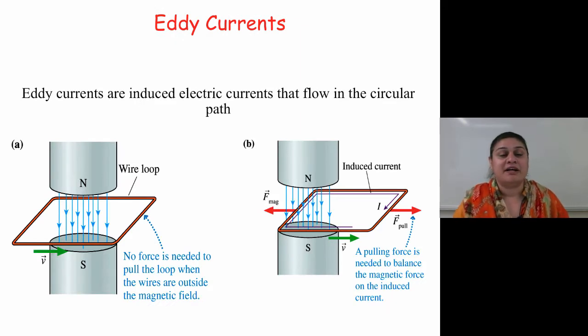If you have a magnet and a loop that has absolutely no current in it, and you want to move it through the field, what you will observe is that no force is needed to pull the loop when the wires are outside the magnetic field. However, when the wires are inside the magnetic field, a pull force is needed to balance the magnetic force on the induced current.